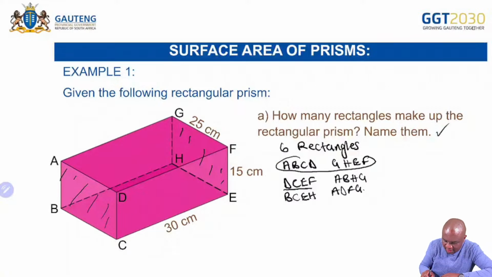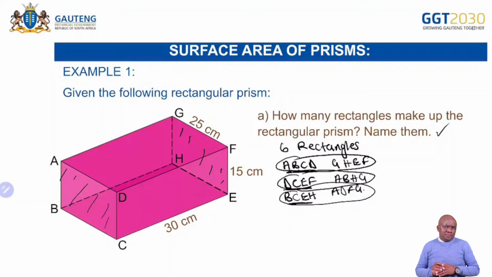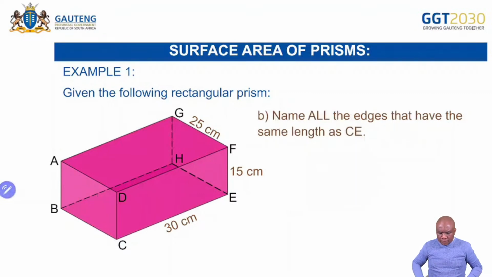These two are just the same. So the area will be just 2 times area of ABCD. These two are just the same. Area, we can say 2 times area of DCEF. And then these two are just the same. We can say 2 times area of BCEH. Okay. All right. Let's move on to the next part.